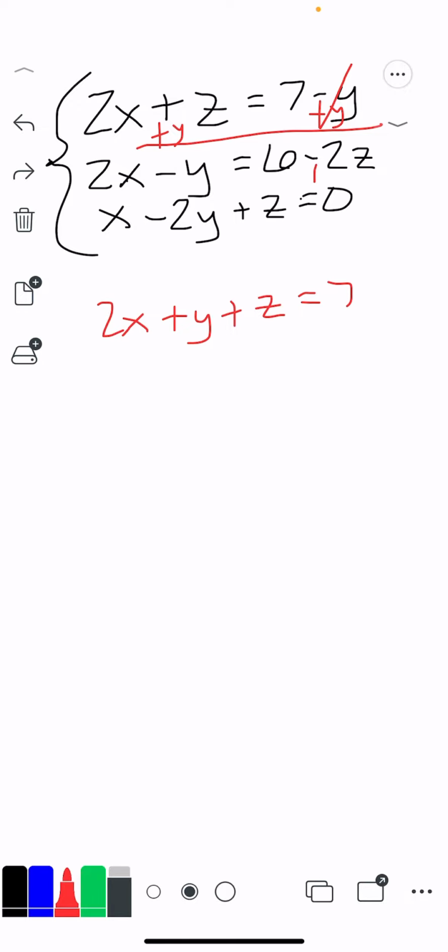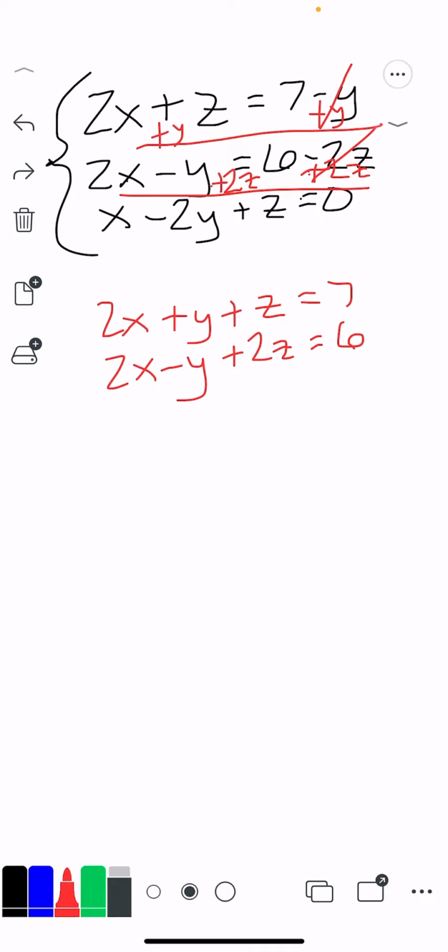On the second equation, we're going to add 2z to both sides. And that's going to give us 2x minus y plus 2z equals 6. And then the last equation is still good, so we're going to say x minus 2y plus z equals 0. That's my new system. All right.